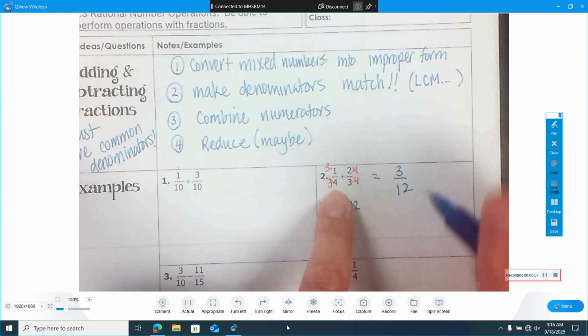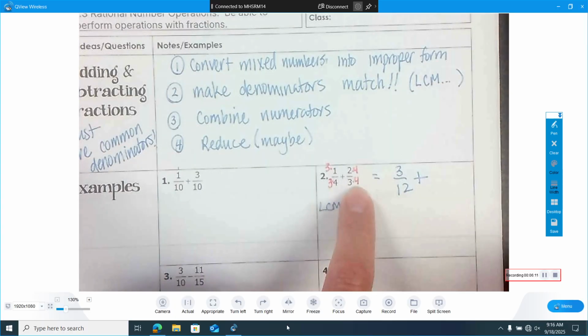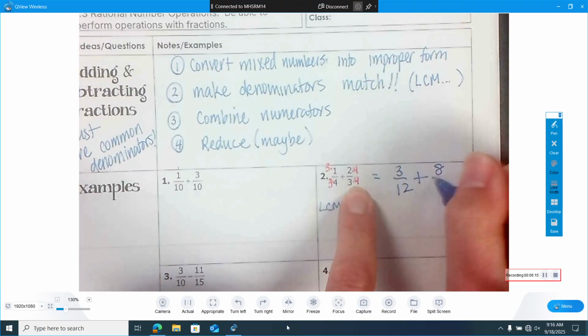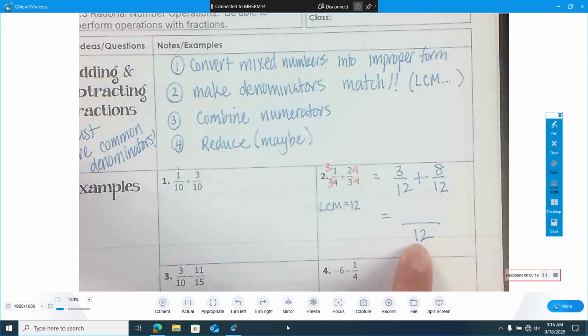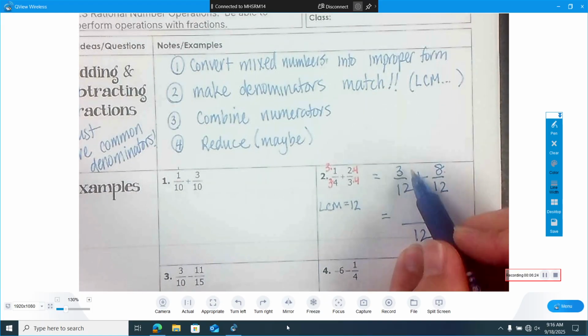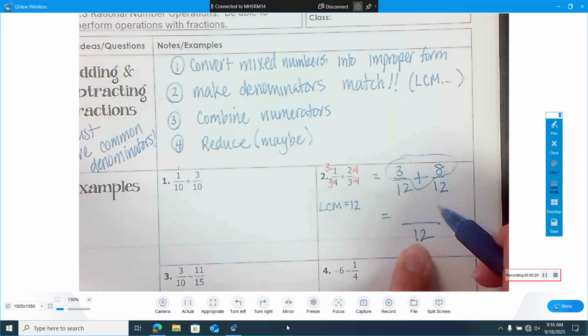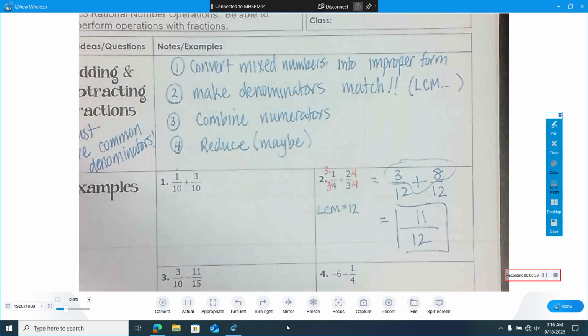3 over 12. Very good. 3 times 1 is 3. 3 times 4 is 12. Plus, our second fraction turns into 8 over 12. And now the denominator stays the same at 12, and we just have to combine our numerators. 3 plus 8 equals 11. And that cannot be reduced. So that is our final answer.